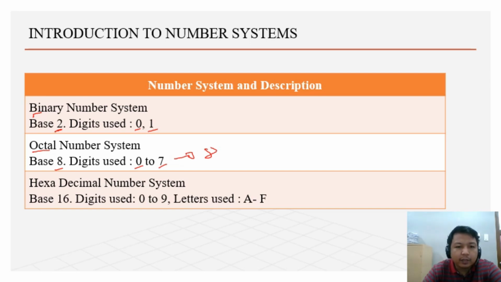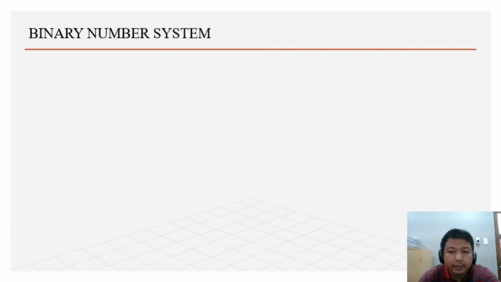In the hexadecimal number system, we have 16. The digits used is from 0 to 9, and that is A to F, which represents from 10 to 15 digits in the decimal. And of course, the other one is the decimal number system, which is no longer written here since we all use decimal number system from day to day. The first number system that we are going to discuss is the binary number system.